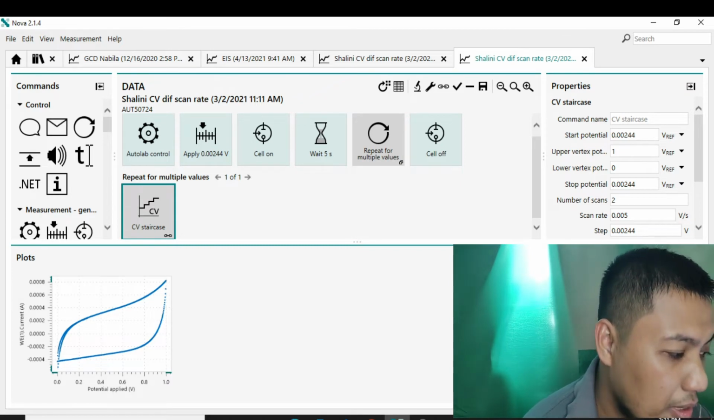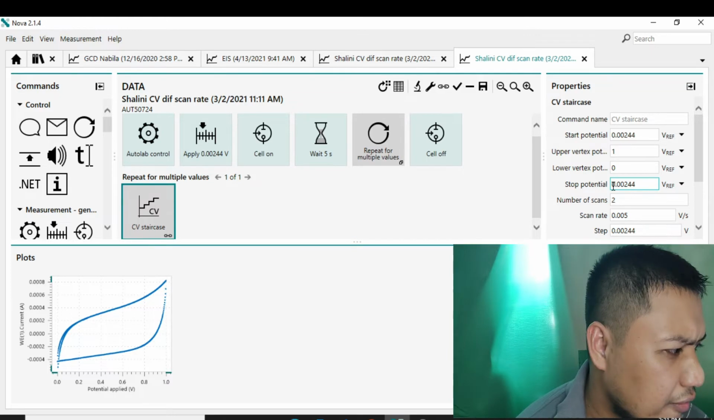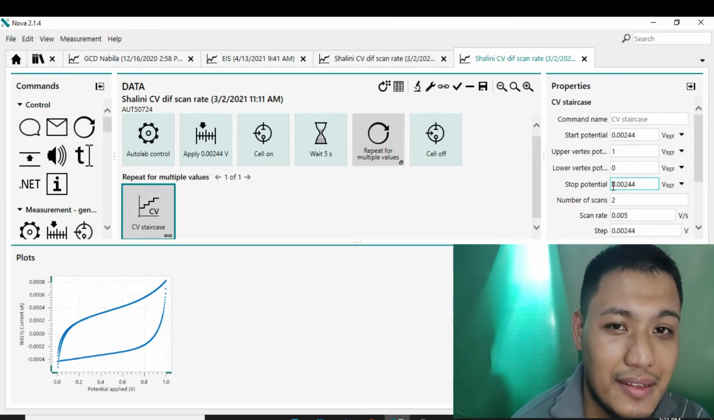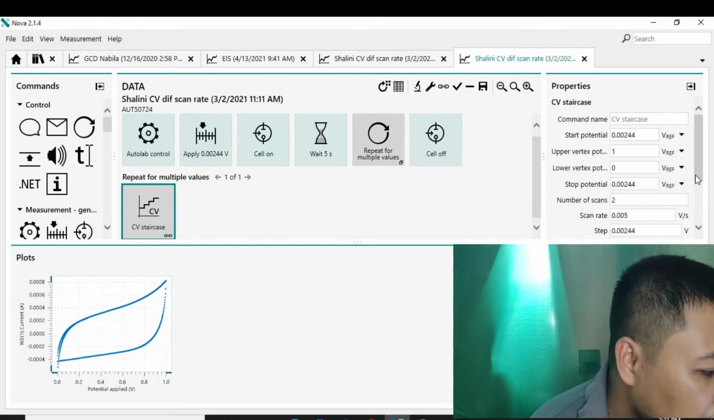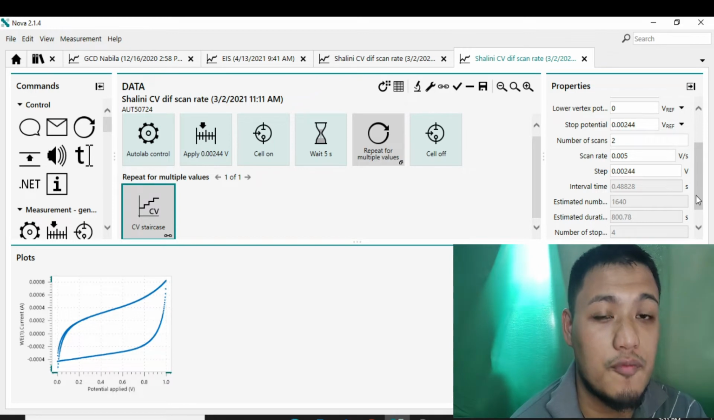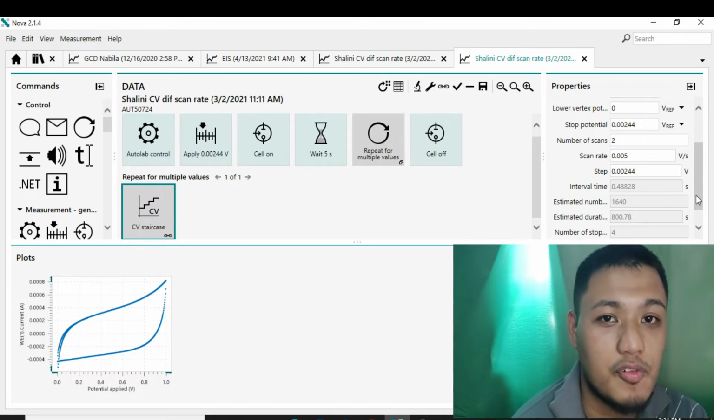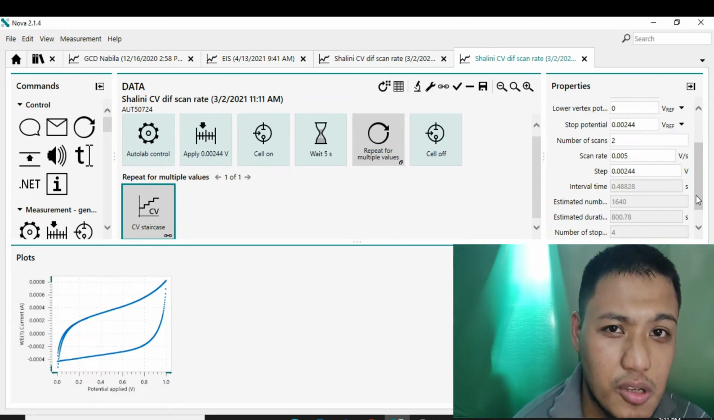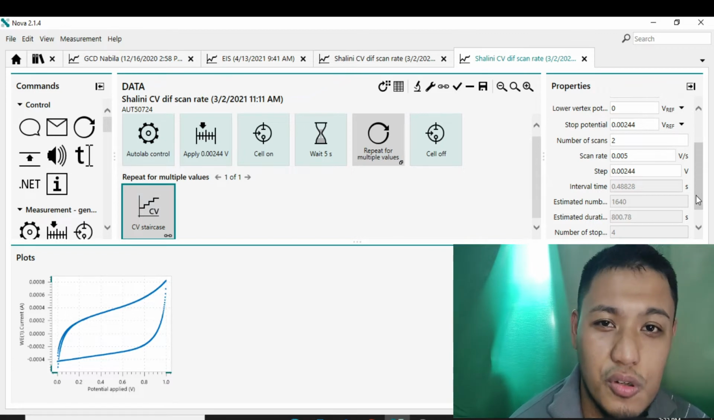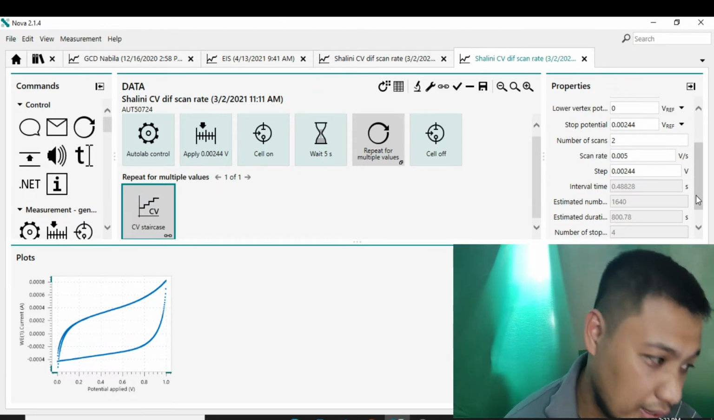Number of scans depends on you. For the first trial, without different scan rates, just run 2. No need to run 10 cycles or whatever. For the scan rate, normally people study 5 millivolt per second, 10 millivolt per second. You can choose for the first CV to know the potential window. No need to run at low scan rate because it's very long, and you don't want your measurement to be very long. So I suggest you use 5 millivolt per second.